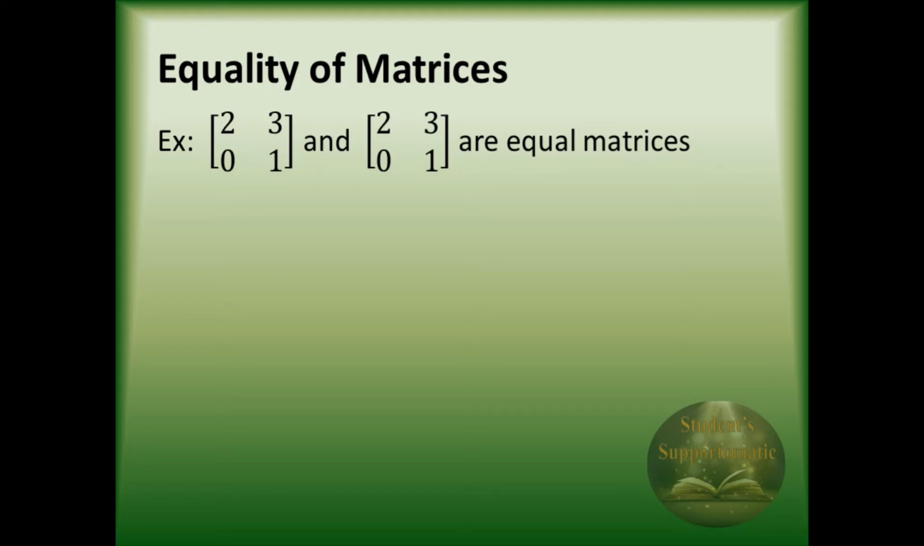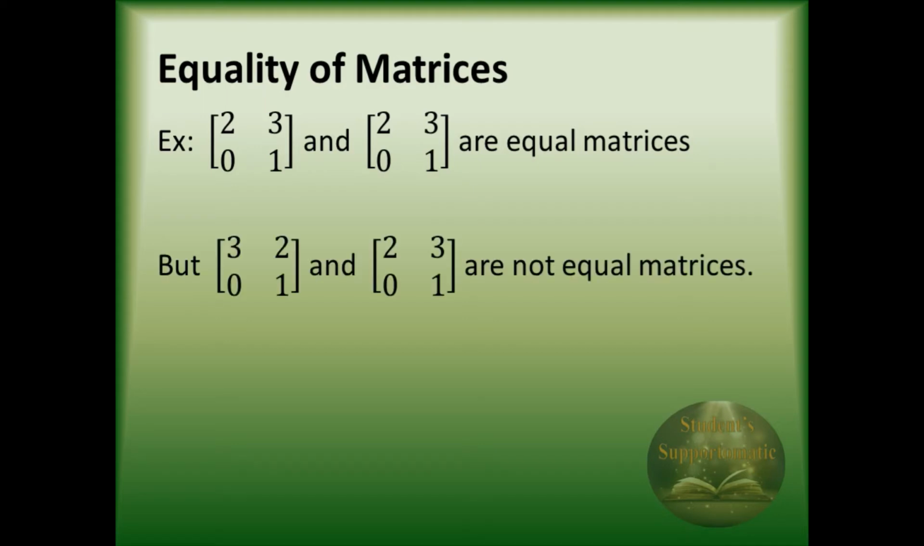In position 1 1 it is 2, and in the second matrix in position 1 1 it is 2, and 3 is equal to 3, 0 is equal to 0 and 1 is equal to 1. So all corresponding values are the same. So these two matrices are equal.